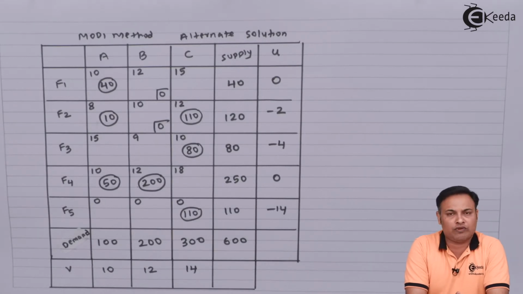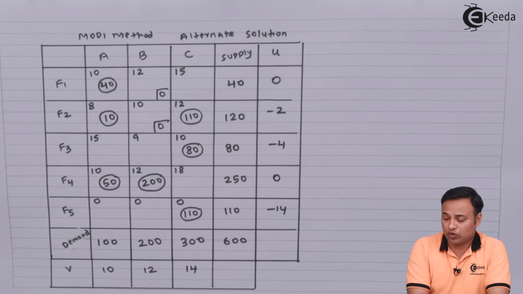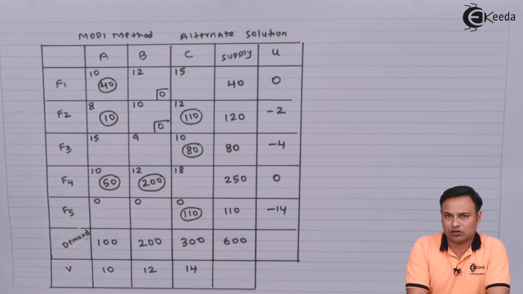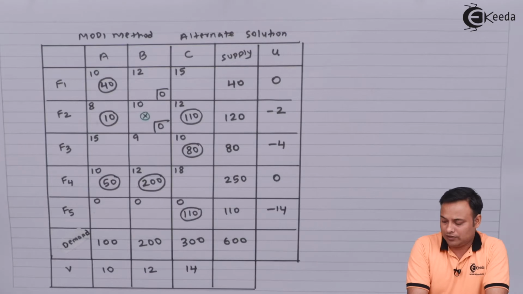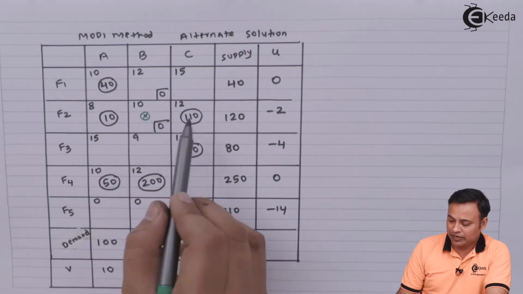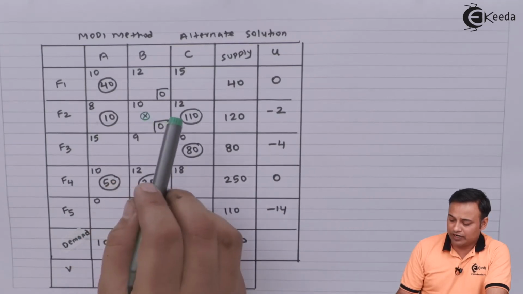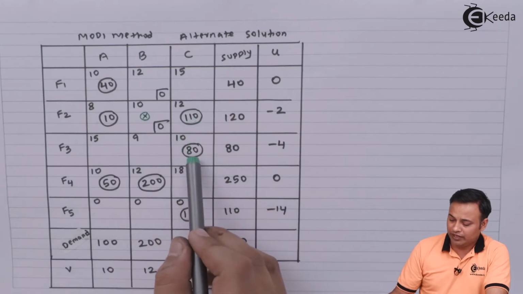हमारे पास दो वैल्यूज था डेल्टा वैल्यू 0 वाले सेल्स. एक हमने ऑलरेडी यूज कर लिया F1B. Now I am going to use F2B to find out the alternate solution. So I will make a loop by using this F2B cell. If you check, I can go from here to 110. मैं इस सेल से 110 पे जा सकता हूँ. 110 से I can come to 80.